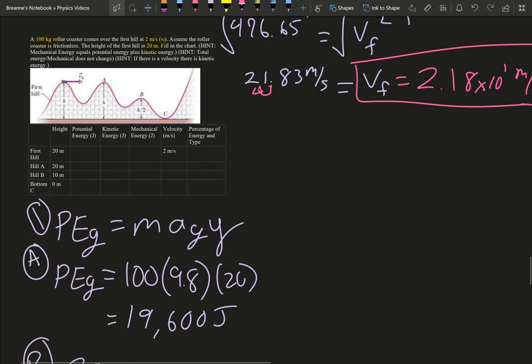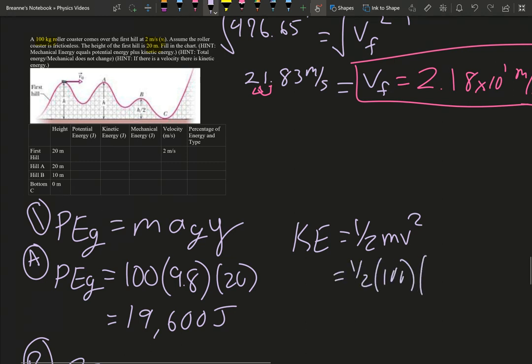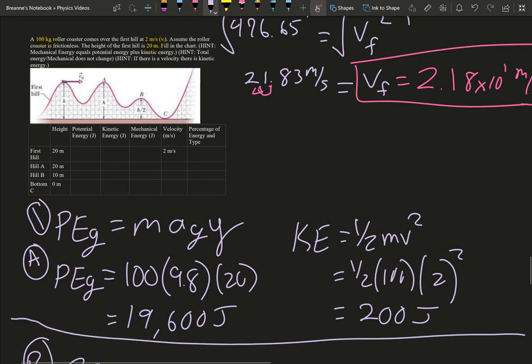So we know our velocity for our first one. So we can look at our first hill. So we're going to do our first hill again, and we can figure out our kinetic energy. Our kinetic energy is 1/2 mv squared. We know our mass. We know our velocity. So you basically just do 1/2 times 100 times 2 squared, and you get 200 joules. So that is your kinetic for hill A, because it's the same height. Same height, same potential, and same kinetic.